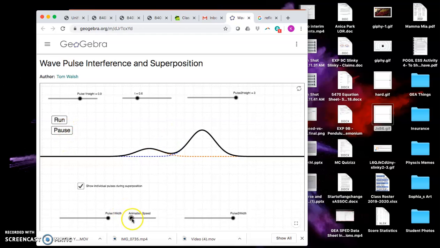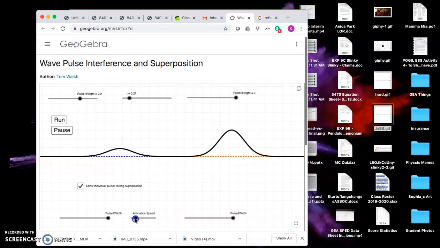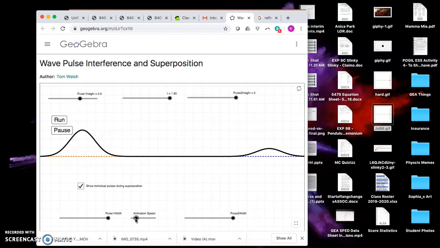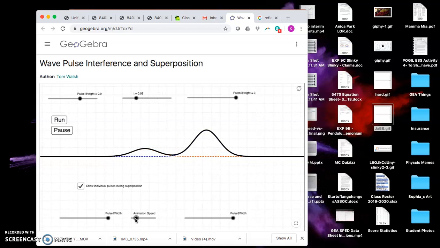I'm going to run it a little bit faster. When the waves interfere, they actually don't bounce off each other. Okay? Follow the blue wave. The blue wave is currently traveling to the left. They interfere with each other, and check it out. The blue wave is still traveling to the left. So they don't actually bounce off each other. They just continue traveling as if that interference never happened.